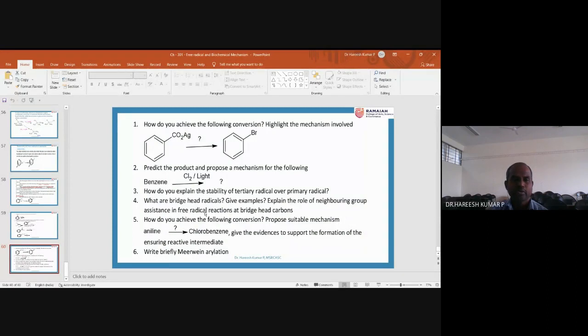Okay. Now what you can do is answer the few questions mentioned in this slide as well as the previous slide. And if you are getting a few more questions from different question papers, more particularly BCU, take them out and answer them in a separate notebook. With this, the free radical topic is completed. Maybe from the next class onwards, I will discuss biochemical mechanisms.